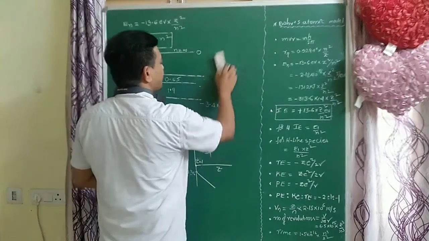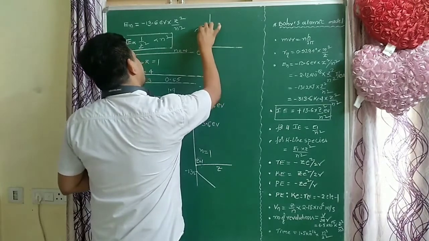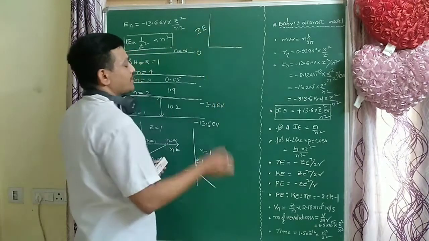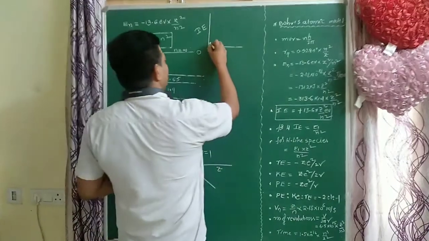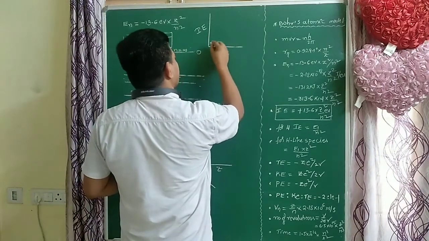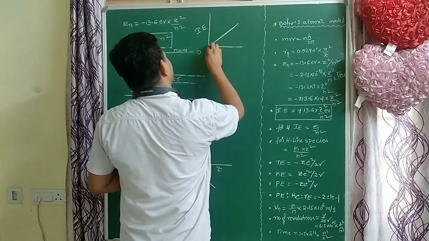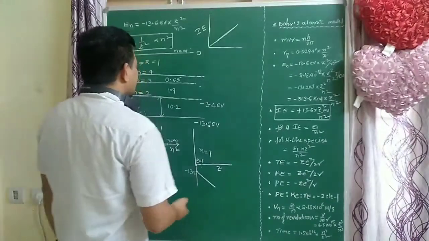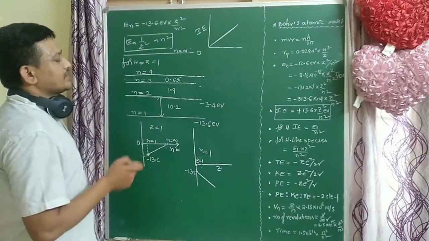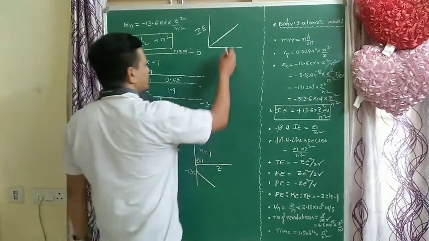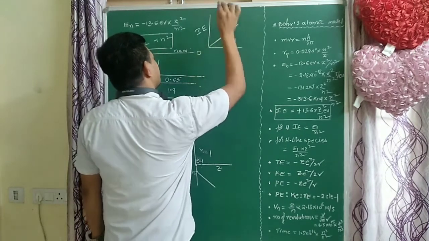Ionization energy of any atom increases with increase in Z value for a particular orbit. That is very important. Energy decreases with increase in Z, but ionization energy increases with increase in Z. For n equal to 1, as the Z value increases, ionization energy increases.